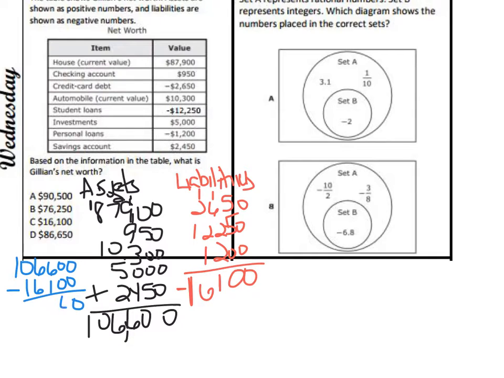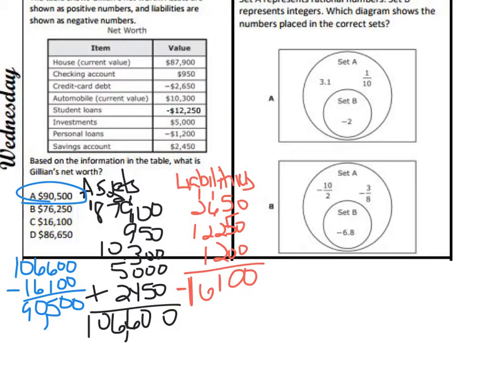So that's 0, 0, 5. 6 minus 6 is 0. 10 minus 1 is 9. Right? Yes. So the net worth is 90,500. So basically, that's all you need to do.